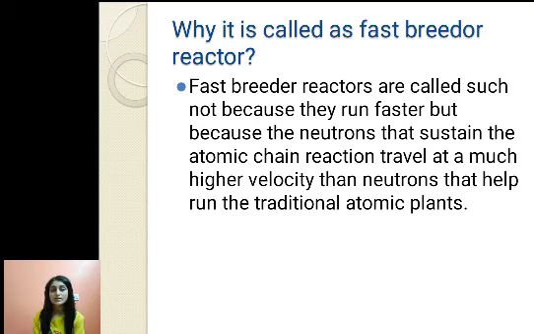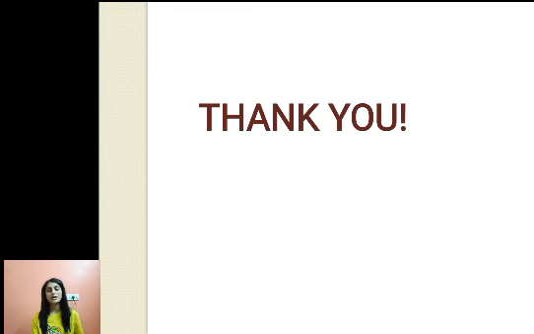So why is it called a fast breeder reactor? Fast breeder reactors are called such not because they run faster, but because the neutrons that sustain the atomic chain reaction travel at a much higher velocity than neutrons that run traditional atomic plants. So the word fast is not for the running of the breeder reactor. It is used for the neutron velocity. Neutrons have more velocity. So that is all about breeder reactor.